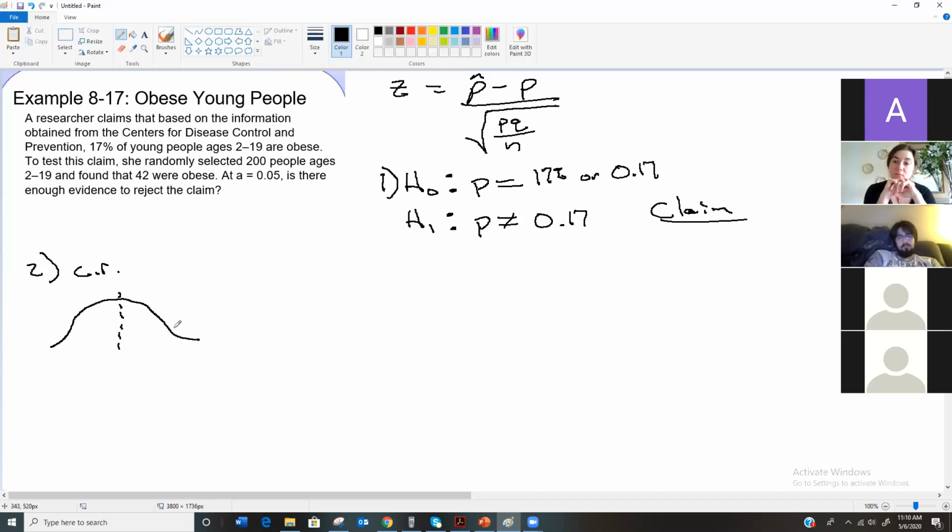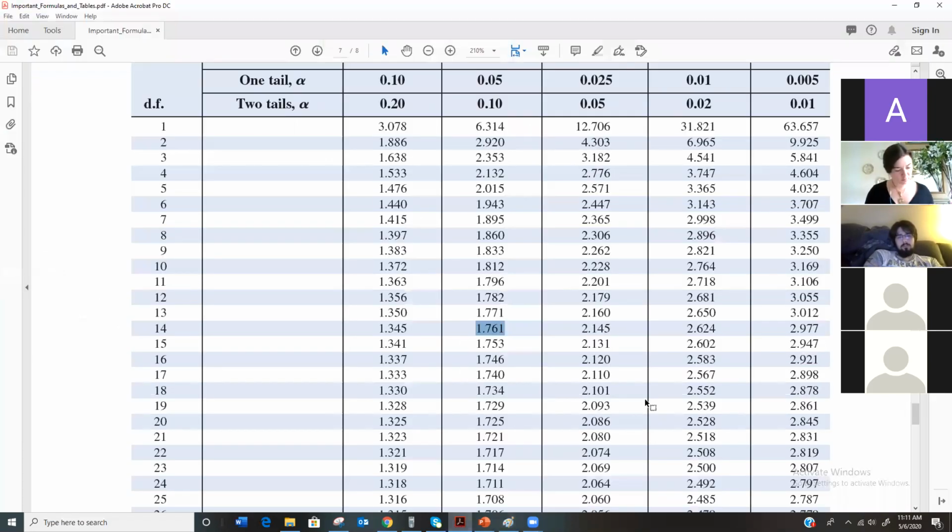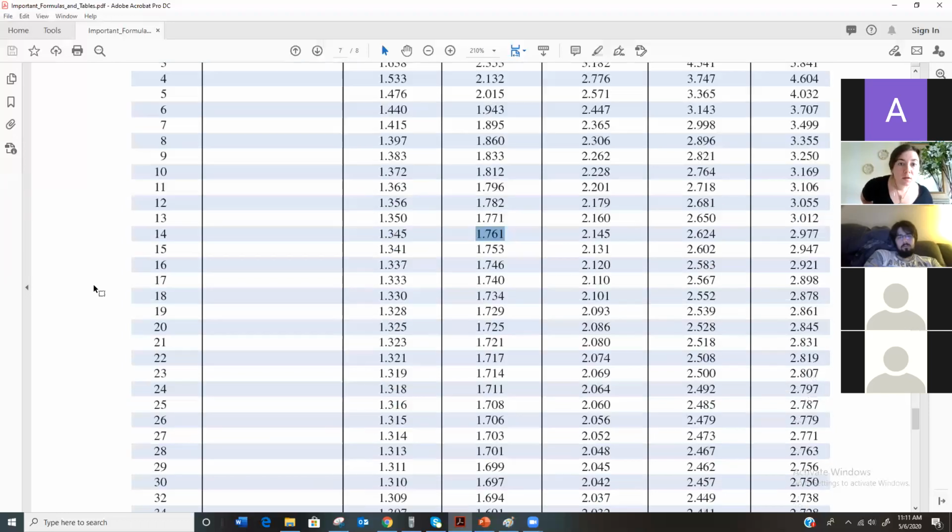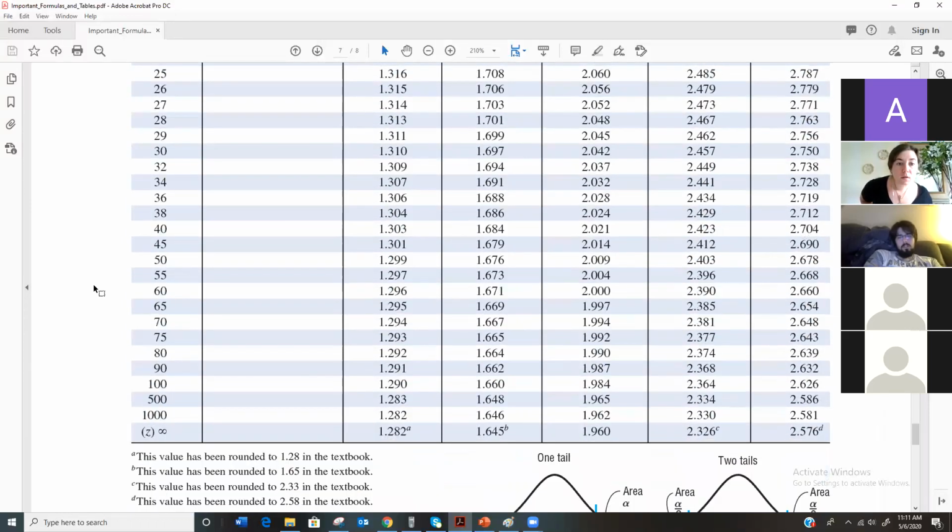Okay, so we've got 2 tails because it's not equals. We're going back to the z-test. We don't have to worry about degrees of freedom. And we have alpha 0.05, 2-tailed. So I'll give you a second. Alpha 0.05. I won't point to it. I'll let you find it yourself. Alpha 0.05, 2-tailed.